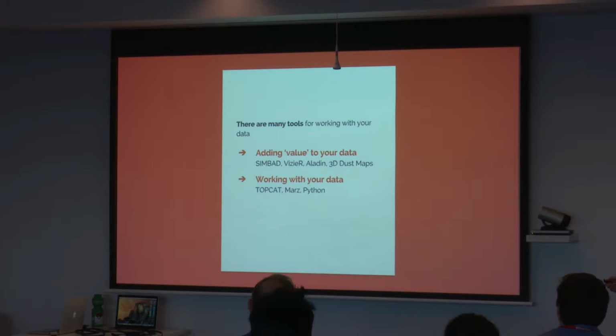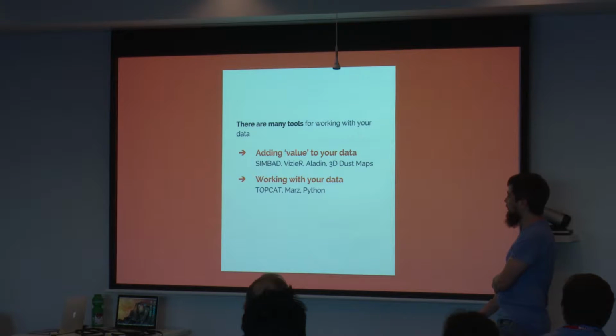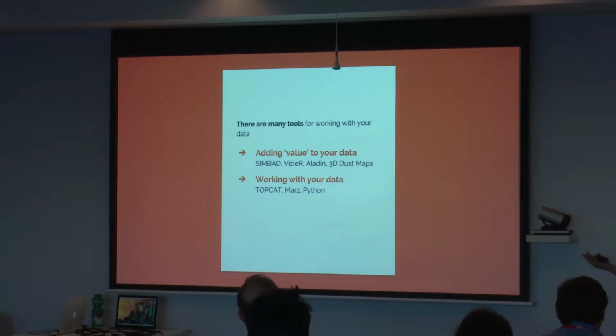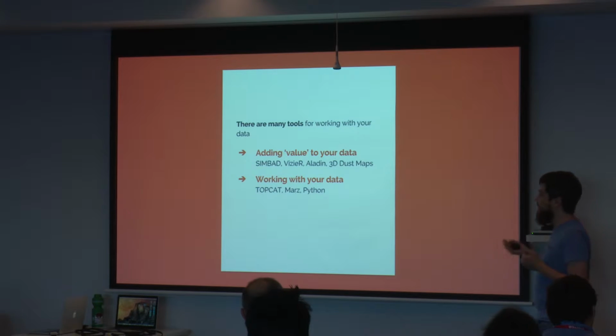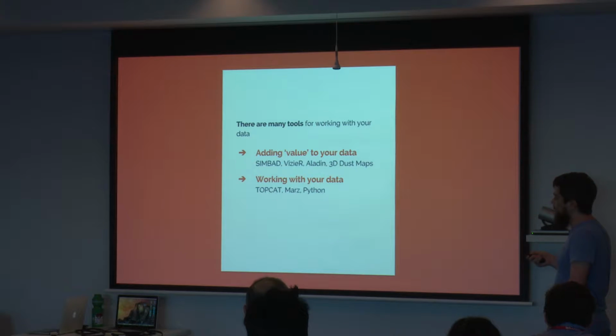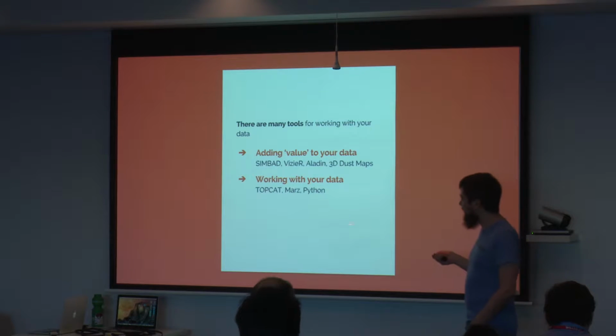And as I said, there are many tools for working with your data. And when I thought about it, I guess there are tools that maybe you don't necessarily think of as for working with your data, but they are helpful in the sense that people have observed your object before, probably, or your class of objects, and so there is information that exists to add value to your data. So things like SIMBAD and VizieR and Aladin: SIMBAD for looking at basic data about your star, VizieR for looking at catalogs about your objects, Aladin for just plotting it on the sky, 3D dust maps to actually work out reddening. These things all help you add value to your data.